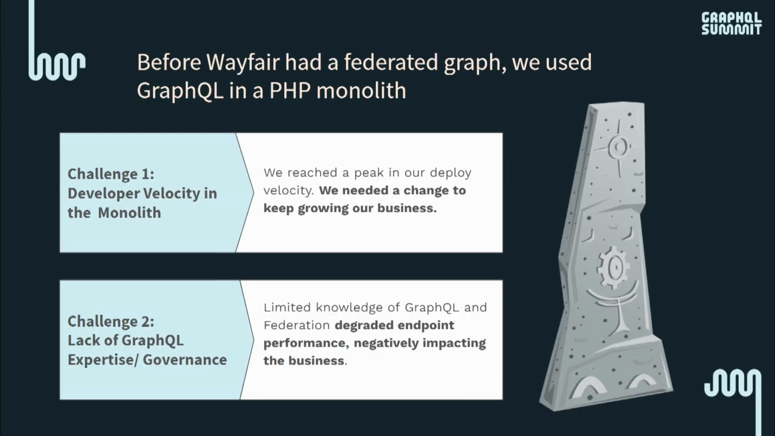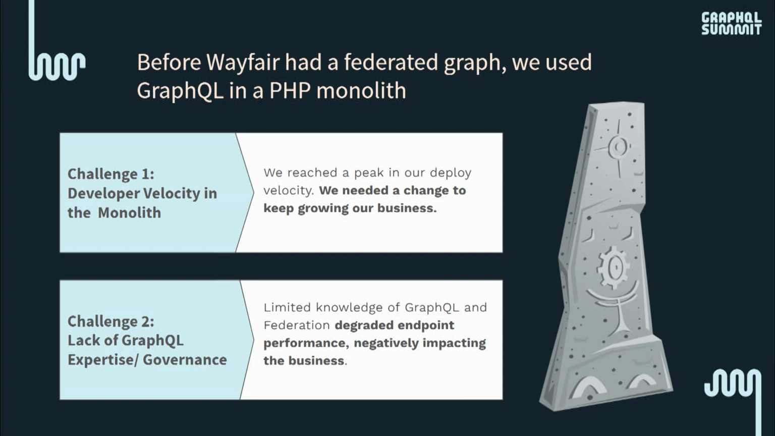Four years ago, Wayfair had a federated graph. Before we had the federated graph program, we used GraphQL in a very, very large PHP monolith. The monolith was so unwieldy that we hit a ceiling in our velocity. Hiring more engineers did not help us push code faster to production. We needed to fundamentally change the way that we build software to continue to scale our business.